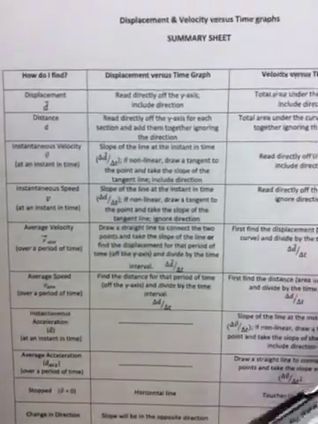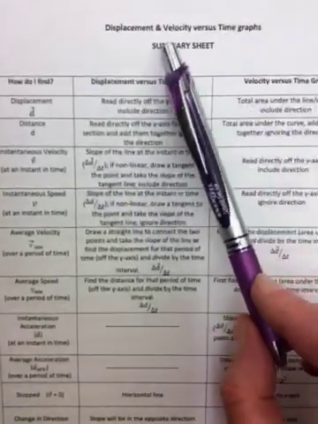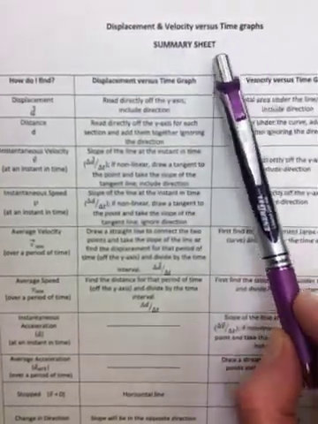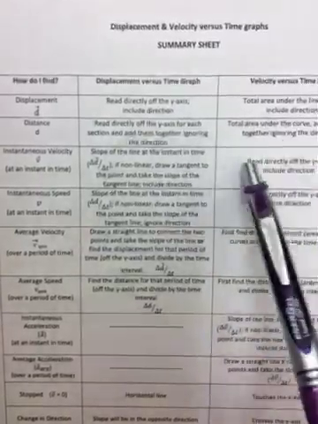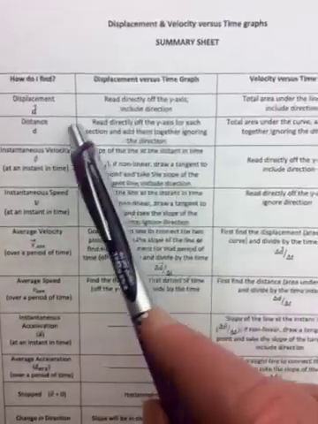Okay, one of the sheets that I gave out the last day you were in class was this displacement and velocity versus time graphs summary sheet. It kind of compares and contrasts them. And I thought it might help you to keep things straight in your head.